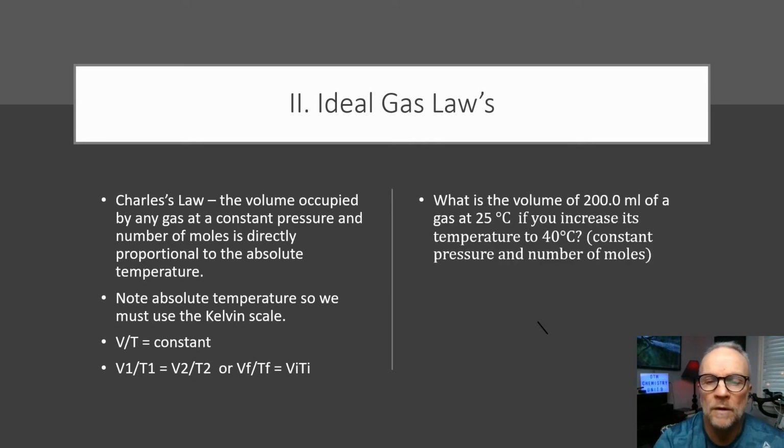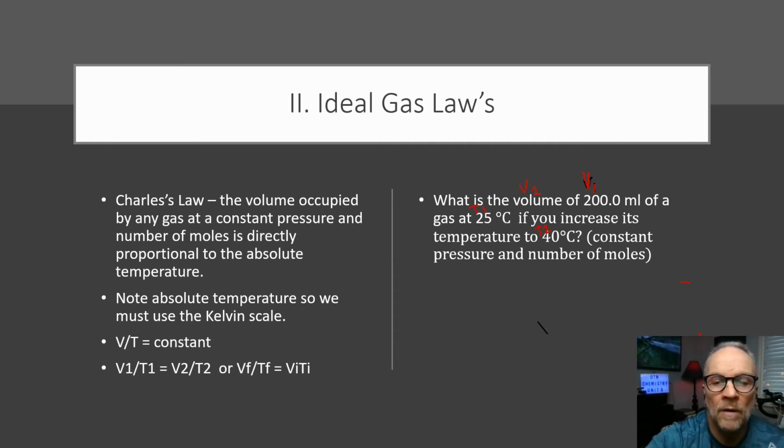Okay, so here it says, what is the volume of 200 milliliters of a gas at 25 degrees C if you increase the temperature to 40 degrees C? All right, so here we have a V1, right? Let's use a different color for that because it's not showing up very well. We'll use red, I suppose. V1, and then we have T1 here. If you increase the temperature to 40 degrees C, that's T2, right? So V2 would be the volume there.